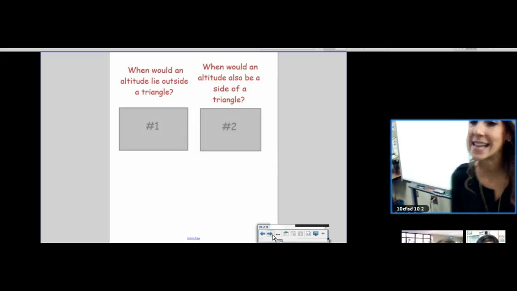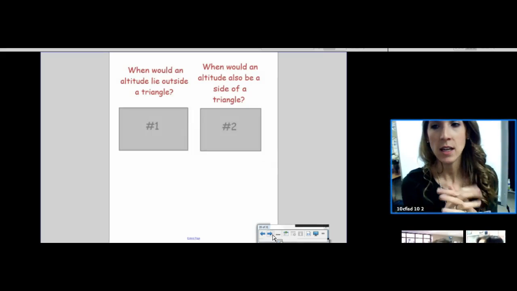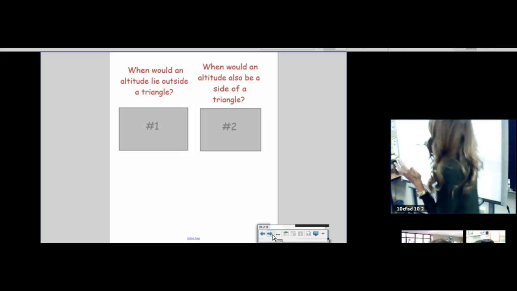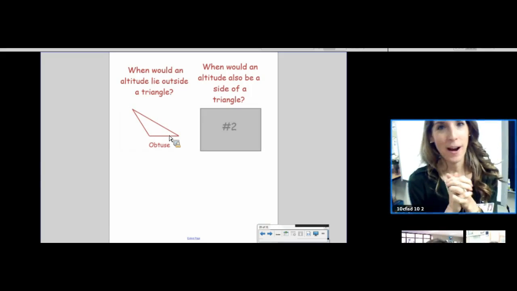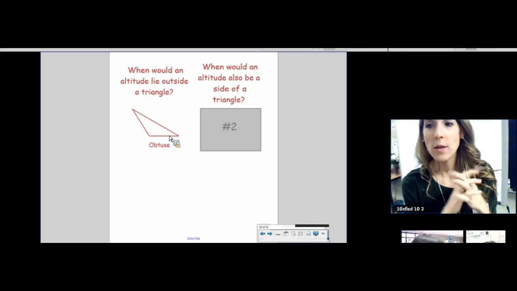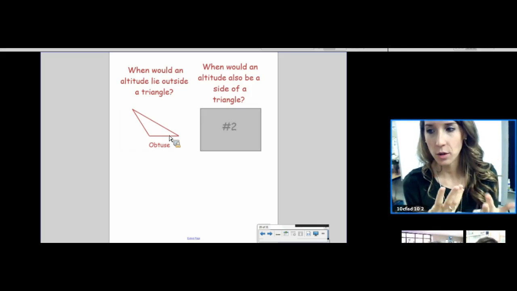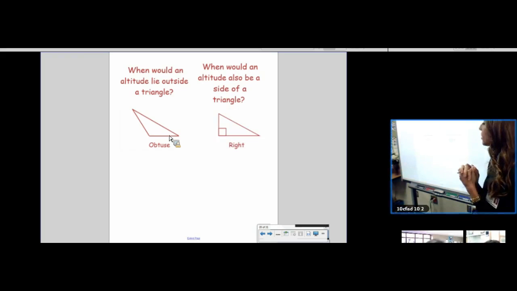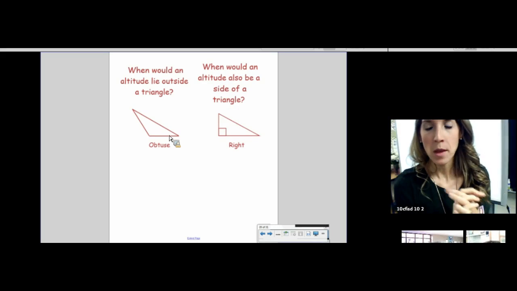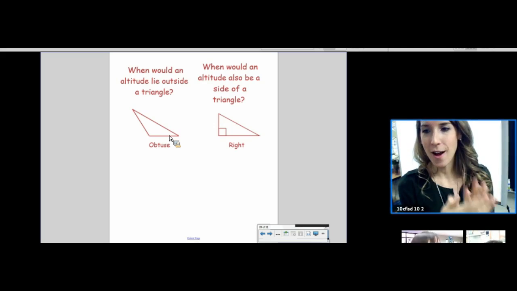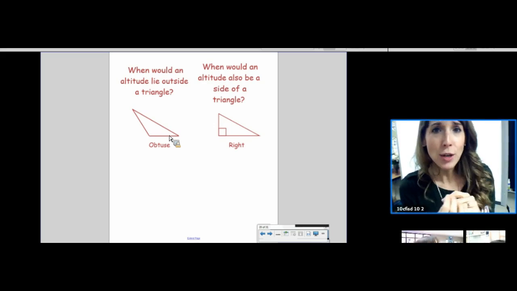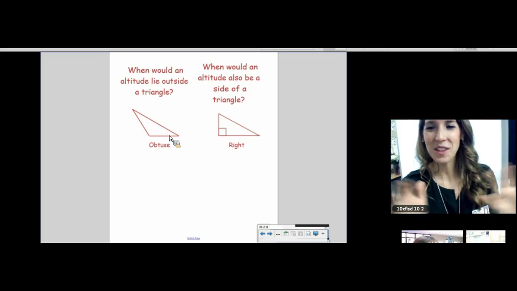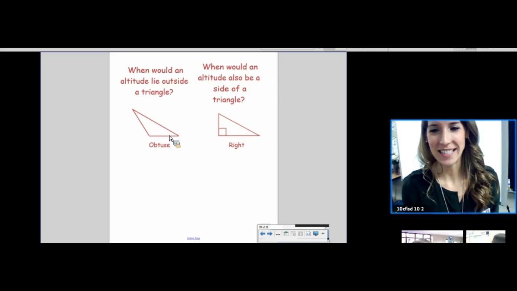So, you can write this down in your notes, or you can just memorize this. When would an altitude lie outside a triangle? When the triangle is obtuse. When would an altitude also be a side of the triangle? When the triangle is right. So, if it's other than obtuse and right, if it's an acute triangle, it'll fall inside. Those are the boring ones. These are the exciting ones, when something crazy happens.